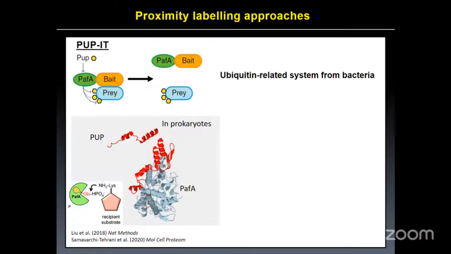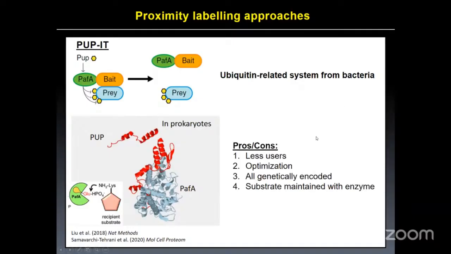Another system that we are using is fully genetically encoded. Again, you have your protein of interest, called bait here, fused to an enzyme. In this case, it's called PafA. In this PafA, instead of using biotin, it will use a peptide called PUP. That PUP is put on lysine residues on proteins that are in close vicinity of your bait. So it's basically a ubiquitin-related system, but this comes from bacteria, and it's not present in eukaryotic species, so you will have no background.